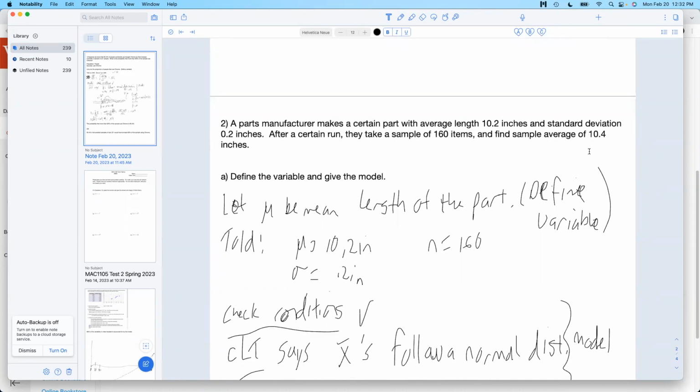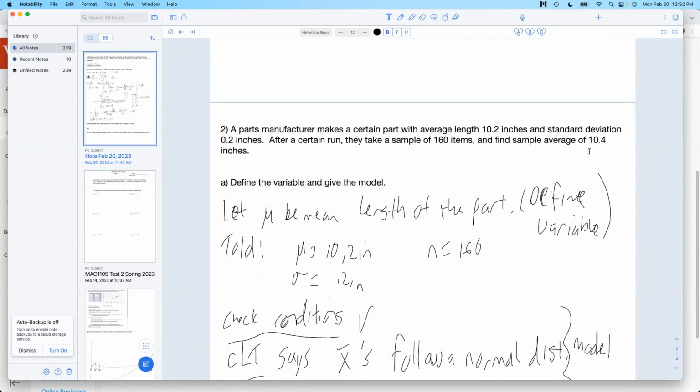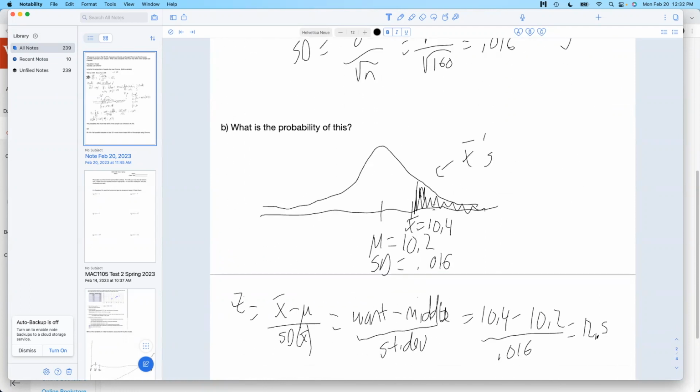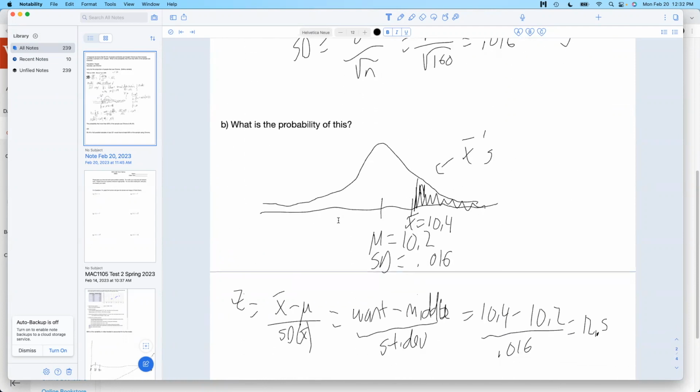But that's not what we're talking about here. We're not talking about one of them is that big. We grabbed 160 of them. Those things should be all over the place. Some of them should be up here, some of them should be down here. If it's a good sample, the individuals should be all over the place.